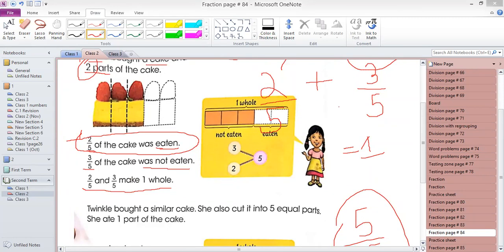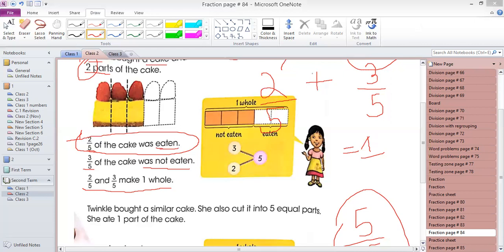So guys, you know that whenever you have the same number in the numerator and the same number in the denominator, it is always equal to 1. If out of 5 parts she is eating 2 parts and not eating 3 parts, and you add these parts, that will always be equal to 1, the whole cake.